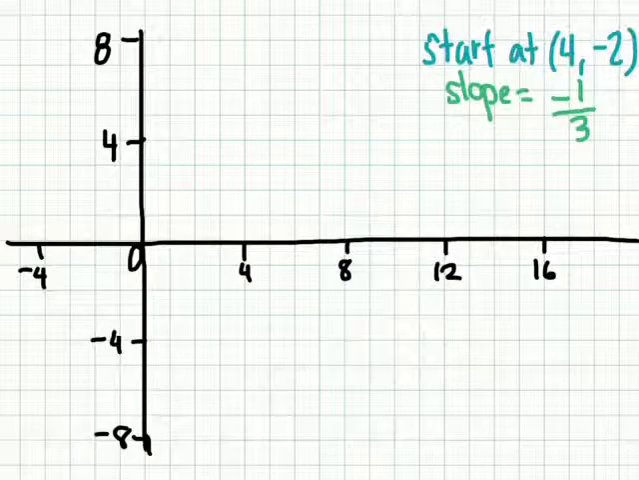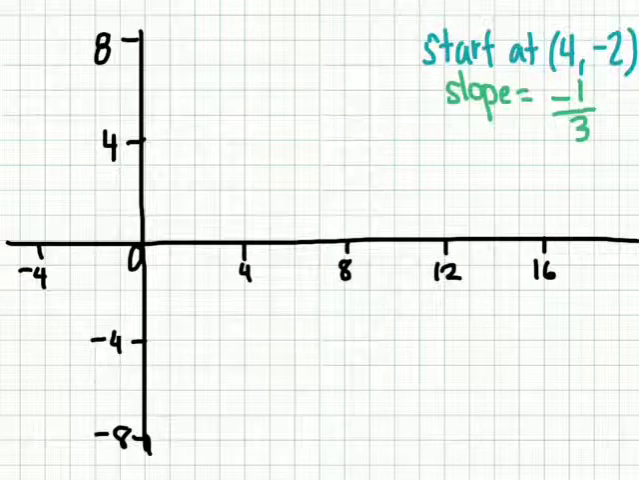Last example. Start at 4, negative 2. So I start at the origin and I move which way? Positive 4, right 4, and then up or down 2. This is where I start. Let's call this A. Okay, everyone has that point.